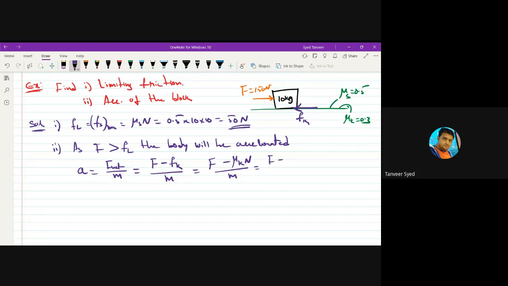So F minus mu k mg. How much is mu k? 0.3 into normal reaction mg. Mass is 10, g is 10. Divided by mass 10, applied force is 150. So acceleration is 150 minus 30 divided by 10, 120 divided by 10. 12 meter per second square is the acceleration of the block.